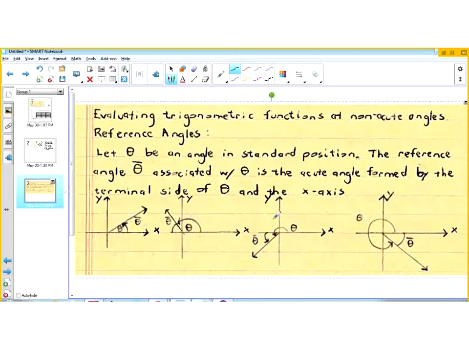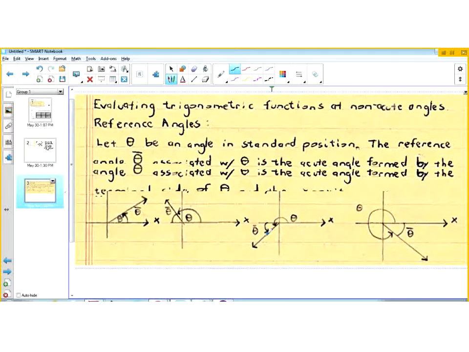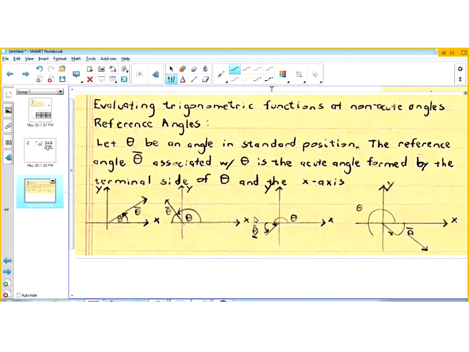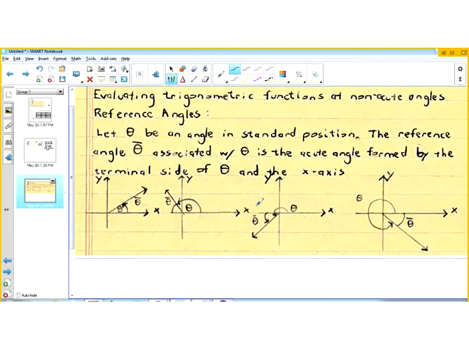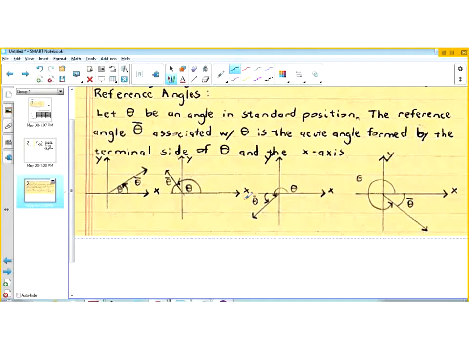In the third illustration we have theta being an angle with terminal side in the third quadrant, and you can see theta bar is again a positive angle measured between the terminal side and the negative x-axis. So in this case, theta plus theta bar, their sum is not 180 degrees. Their difference is 180 degrees. So theta minus theta bar is 180.